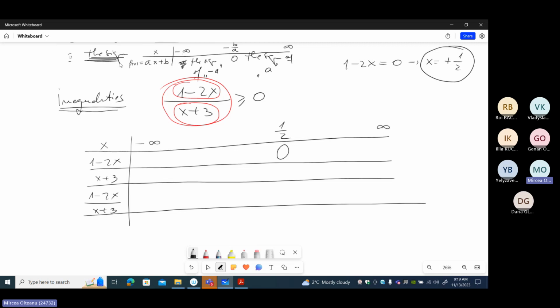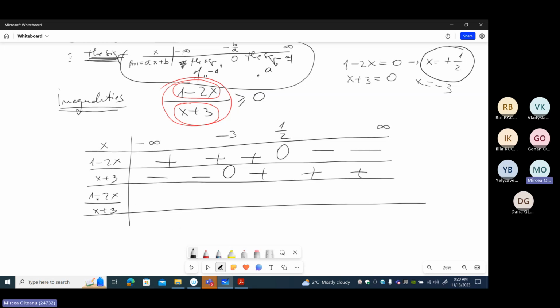And now following this rule written here, on the first interval, we shall have the sign of minus a. In our case, a equals minus 2. So here it's plus. And here is the sign of a, minus 2, which is negative. Okay? Now, similarly for the second function, for the denominator, here the solution of the equation is minus 3. Minus 3 is here. This is 0. And here now a is 1. So here we have negative, and here we have positive.